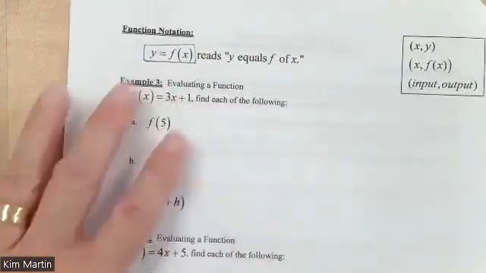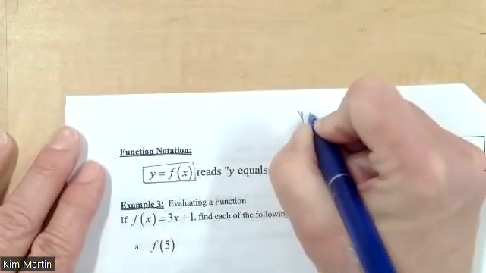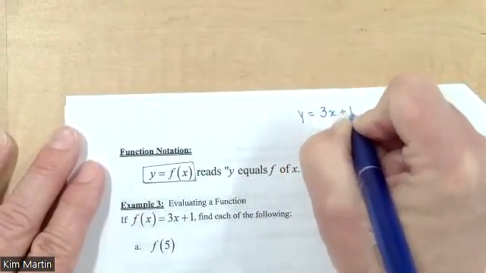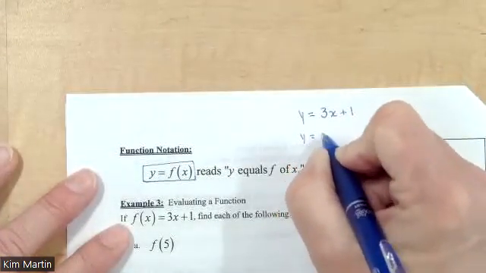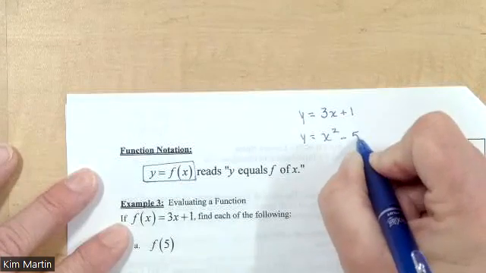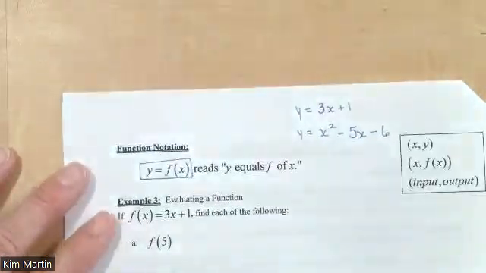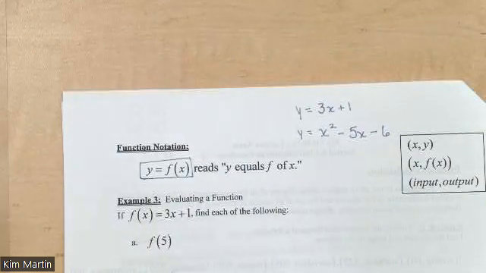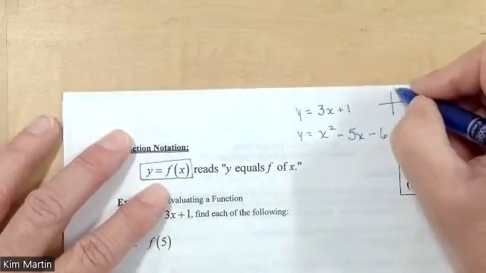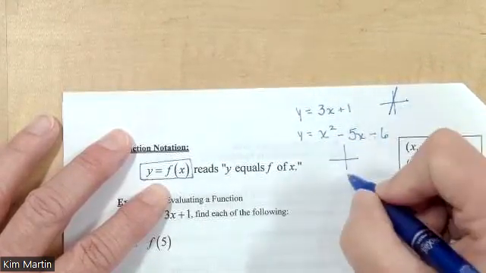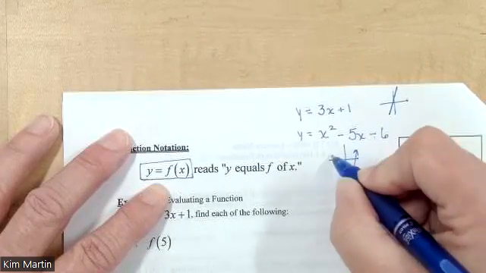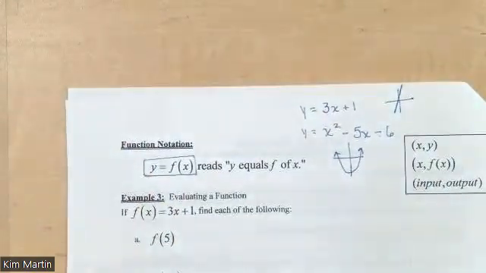Before, when it looked like y equals 3x plus 1, that's a line, okay? It's linear. If you were to graph it, it's a line. If you had x squared minus 5x minus 6, that's a parabola. If you were to graph this, I don't know exactly how it would look, but it would be a parabola like this.